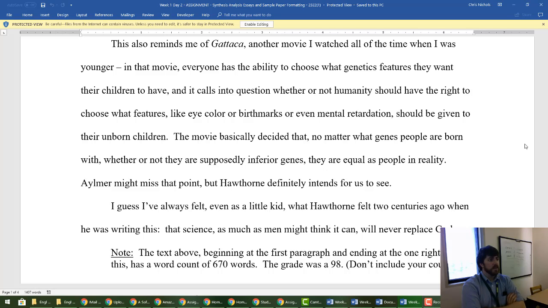Should somebody, if they knew that she was going to have a birthmark, should they have been able to change that to where they say no birthmarks, just make her perfect? But why is she not perfect before?